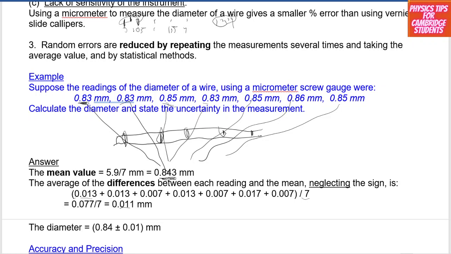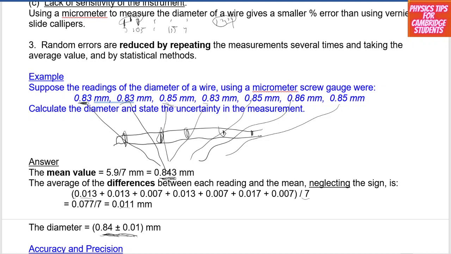Remember, we said absolute uncertainties are expressed to 1 SF, which means the value now becomes 0.84 plus or minus 0.01. Remember, the value needs to be expressed consistently with the decimal places of the uncertainty. So instead of 0.843, it now becomes 0.84 plus or minus 0.01.